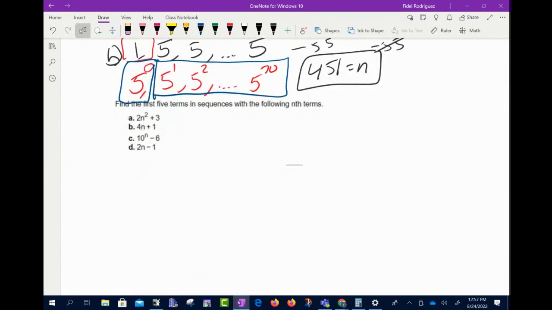Okay, so this here, y'all, is the last problem out of 1.2, and it says, find the first 5 terms in sequences with the following nth terms. All right, so let me show you what I'm going to do here, y'all. I'll do it like this. Make a little chart.